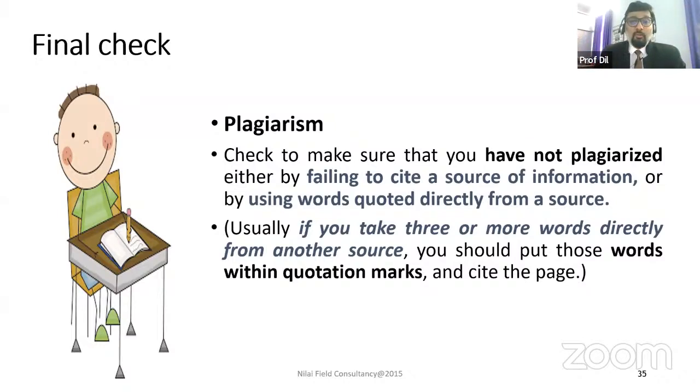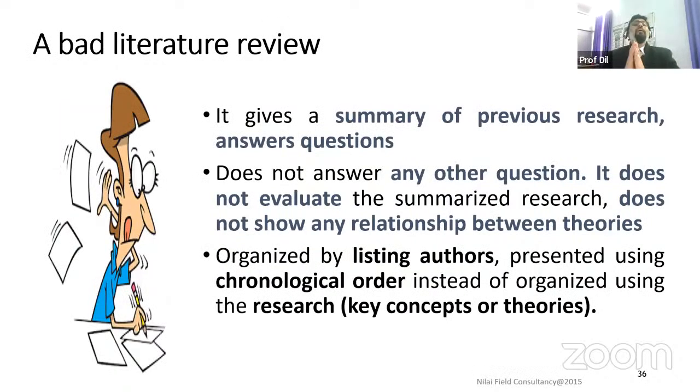The most important thing in quantitative research is how the variables which you have selected are linked to a particular theory. If you cannot show that, that's a bad literature review. It also lists the authors in chronological order instead of organizing by research key concepts and theories. That's not the way to do it. So always remember the bad literature review contents. You should not follow these patterns.